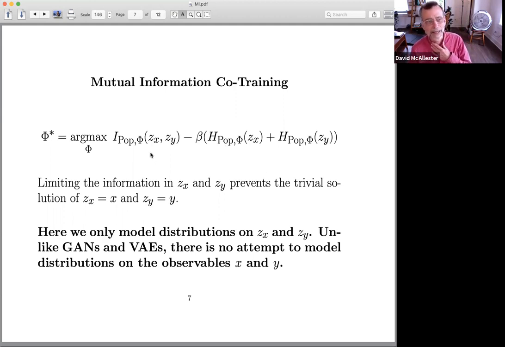Now, another thing to think about is that this objective does not try to model the distribution on X and Y, right? A VAE is fundamentally trying to explain the continuous signal in terms of some latent variable, but it's critically modeling the distribution on the images given the latent variables. Here we've stopped doing that. We're not modeling the distribution on images or the distribution on sound waves.